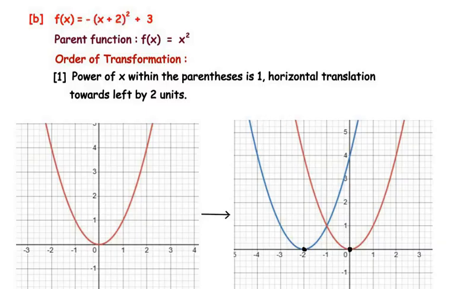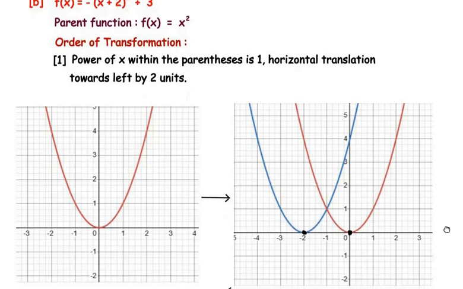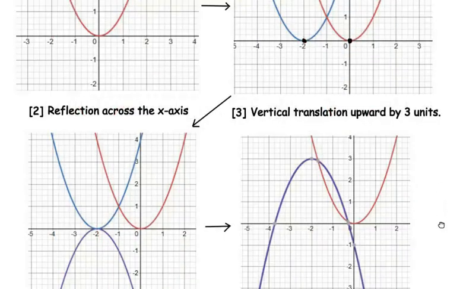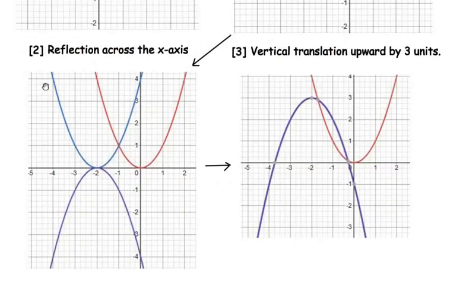So now this blue graph is going to get reflected in the x-axis. Here we get the graph as the reflection across the x-axis. You can see that all the points above the x-axis have been reflected in the x-axis, giving us a mirror image. Now once we have got this, the final step is vertical translation.